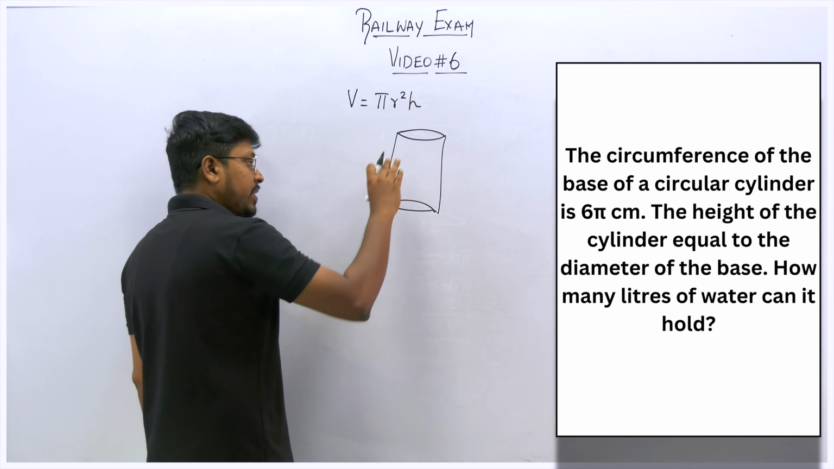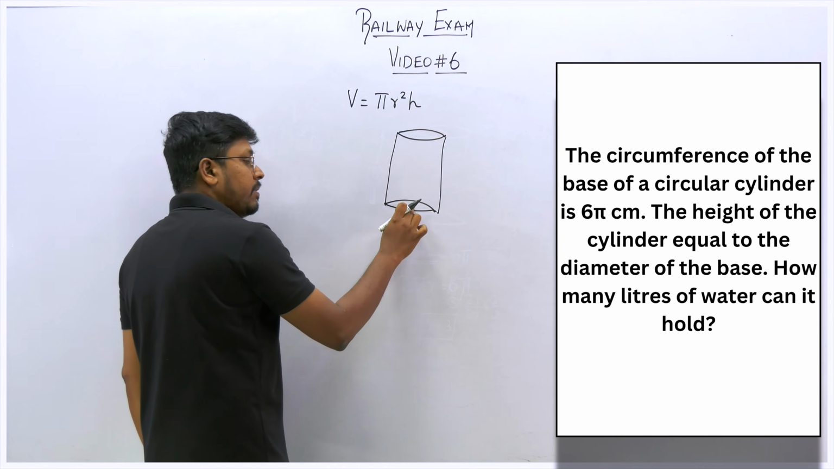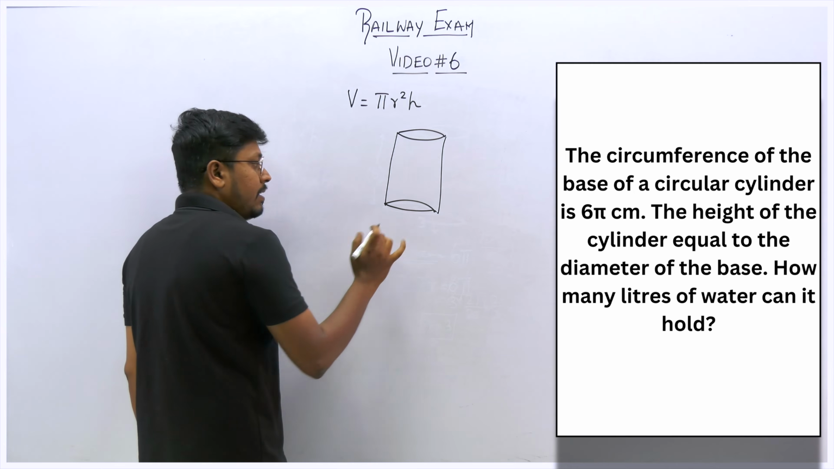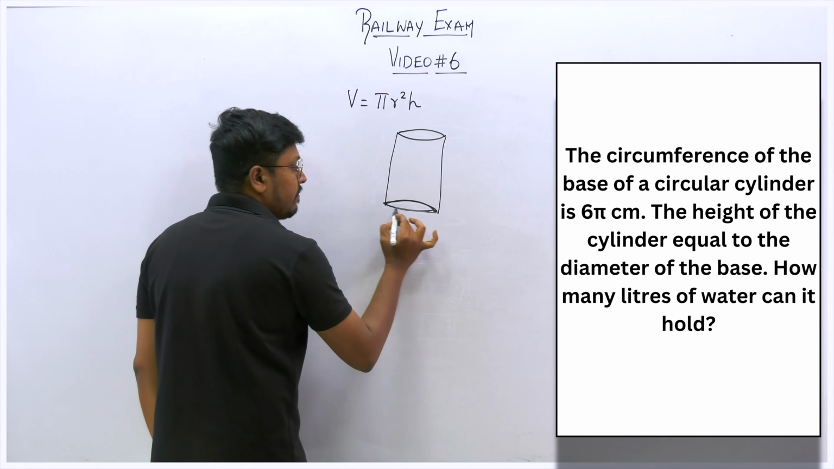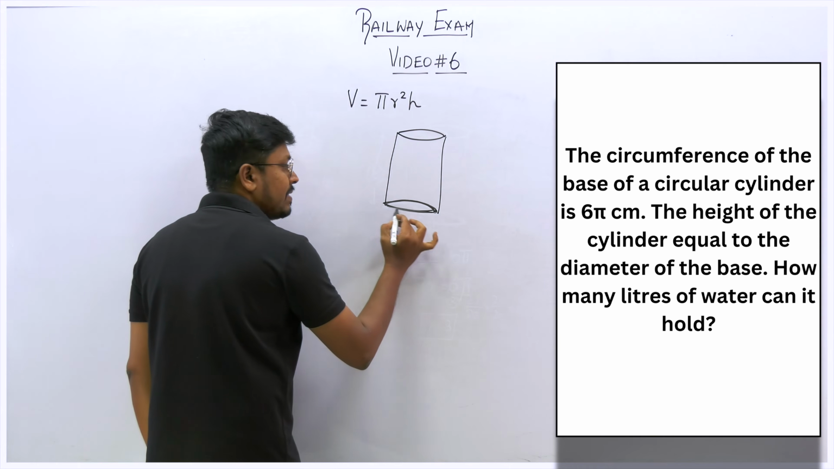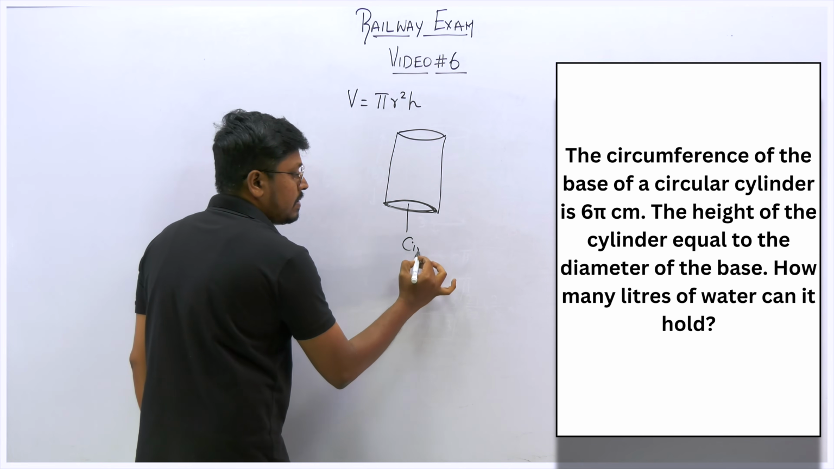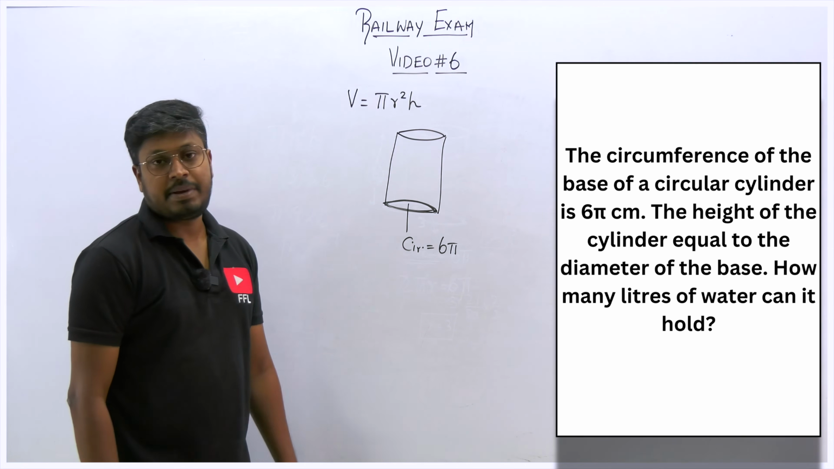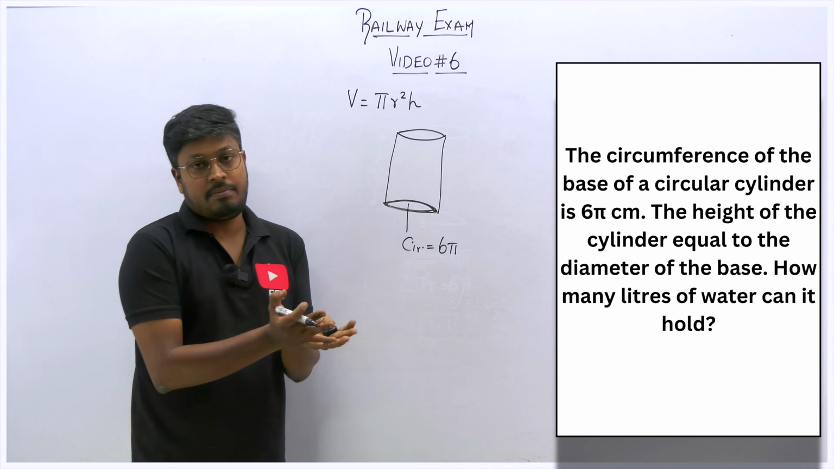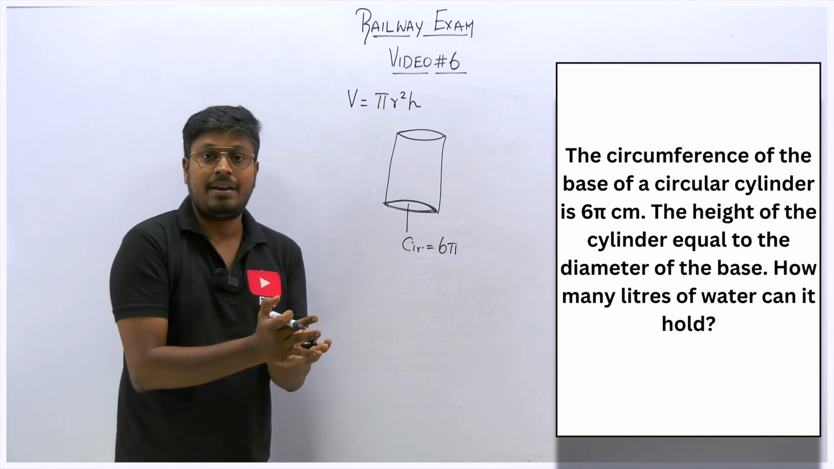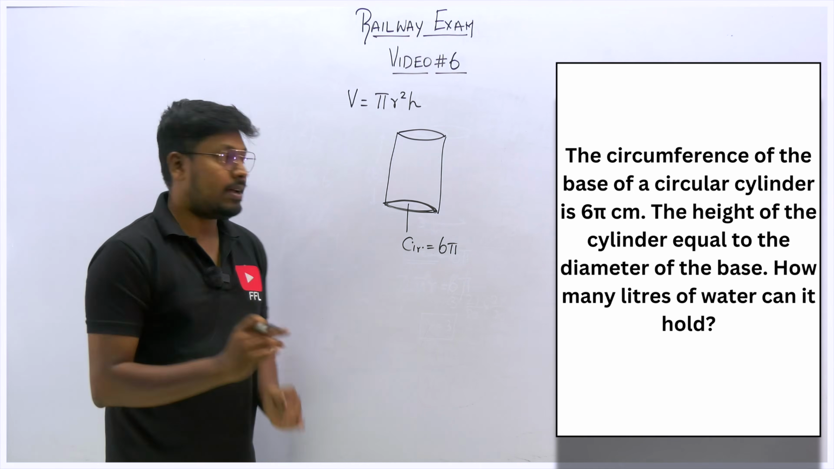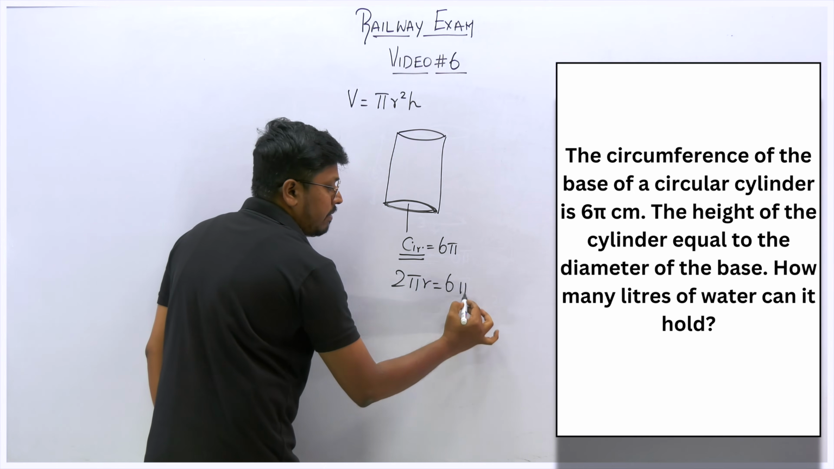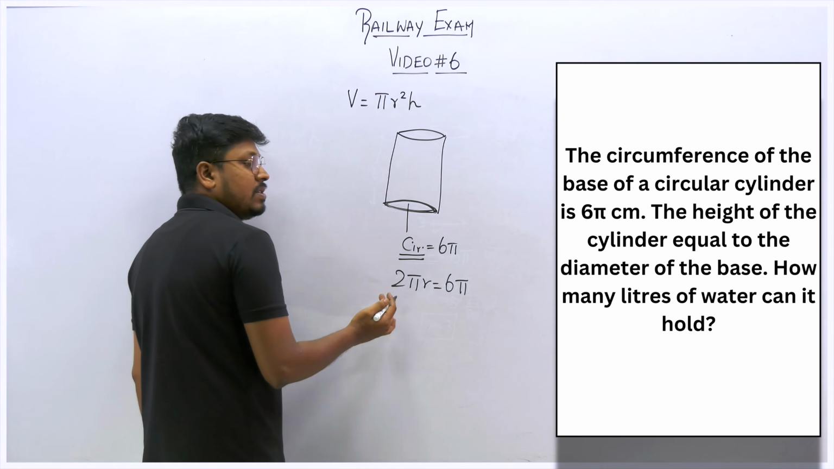So friends, just now I told you, when you take a cylinder, top and bottom, we have 2 circles. One circle will be at the top and another circle at the bottom. So here they have given the circumference of the base, which means the circumference of the circle has been given. They have given the circumference of the circle as 6 pi. When you take a circle, we have 2 formulas. One is the area of a circle, pi r square, and the other is the circumference of a circle, 2 pi r. So here the circumference of a circle, 2 pi r, is equal to 6 pi, because they have given the value directly.